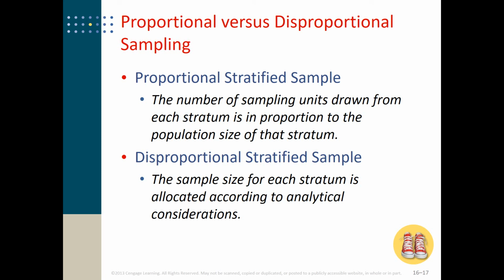In the case of proportional stratified sampling, you keep the pertinent characteristic of the proportion in the population in the sample as well. However, in disproportional stratified sampling, the pertinent characteristic of the population on the basis of which the strata were divided is not maintained in the sample.